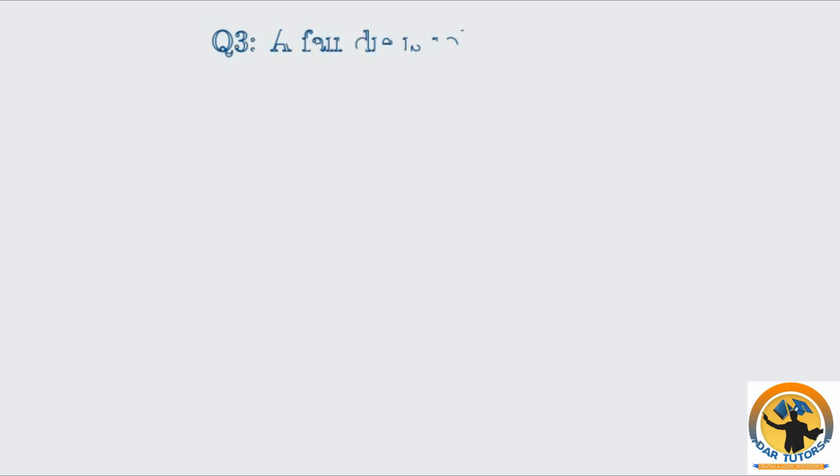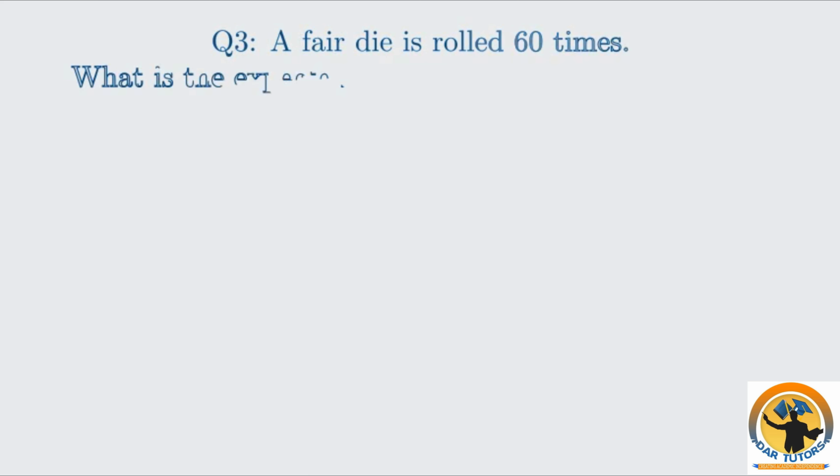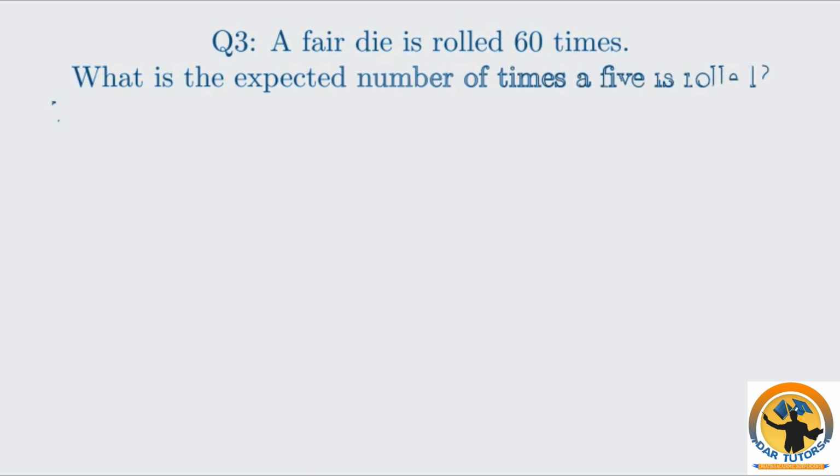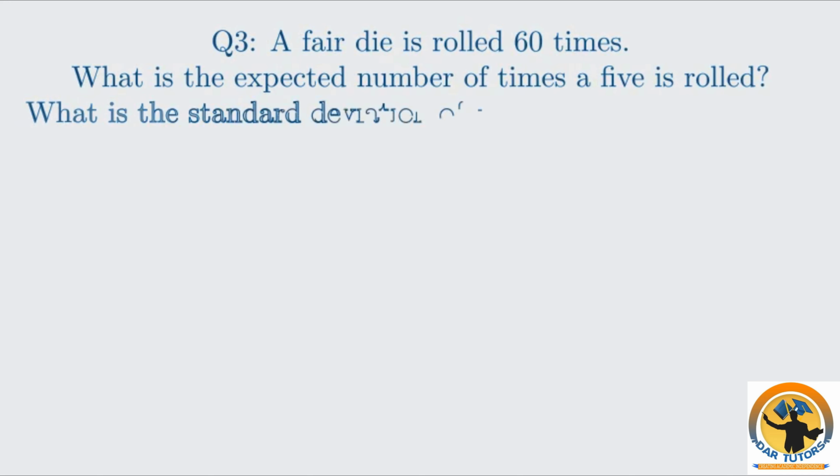Question 3. A fair die is rolled 60 times. What is the expected number of times a 5 is rolled? What is the standard deviation of the number of 5s rolled? Pause and try calculating the mean and standard deviation.